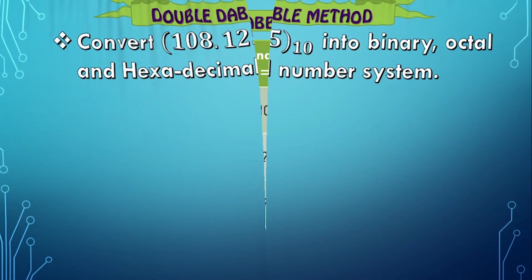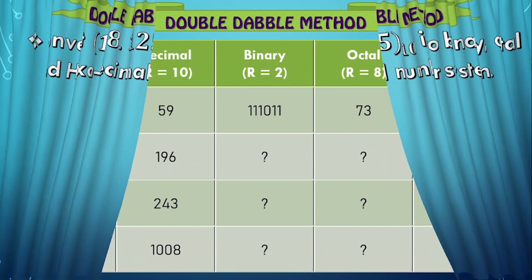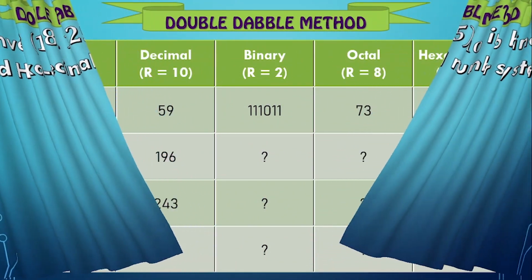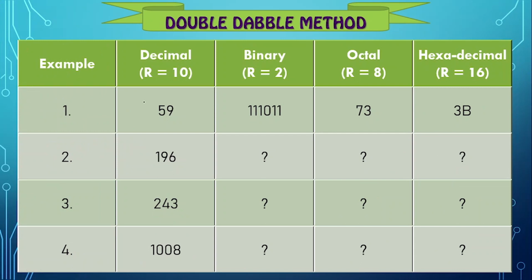Moreover, see, this is the example that we have solved in this video lecture. So we have converted this 59 into binary and we got 111011. Then in octal we got 73, and in hexadecimal we got 3B.